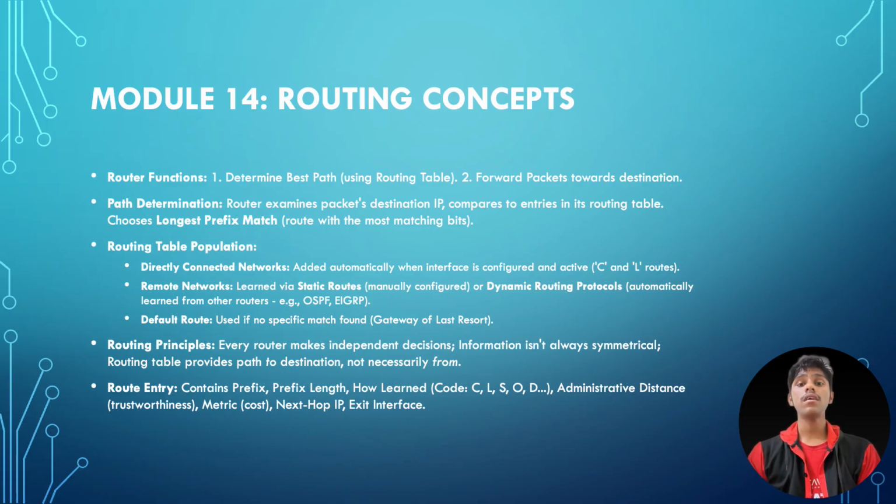The default route serves as a fallback path. We also explore the route entries, which include the destination network, how the route was learned and its trustworthiness, the administrative distance, its cost or metric, the next hop router's IP address, and the local router's exit interface. All these are covered in the routing concepts module.